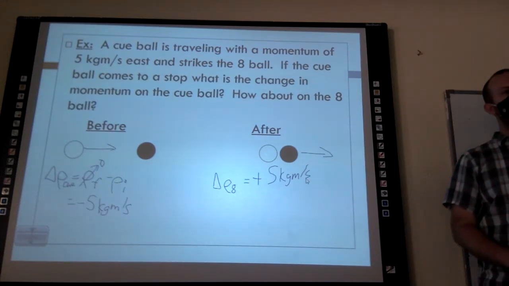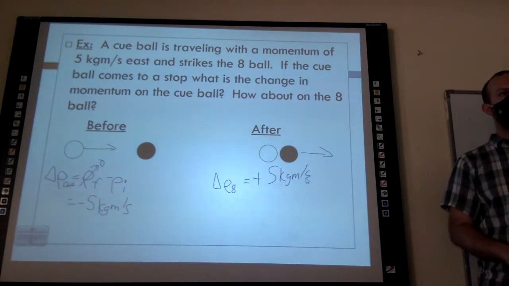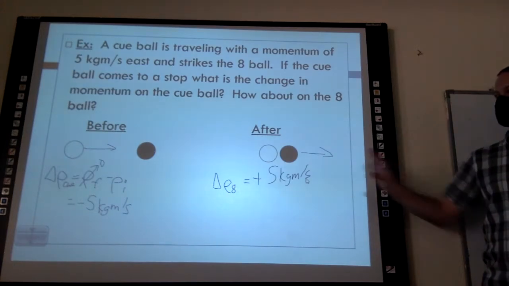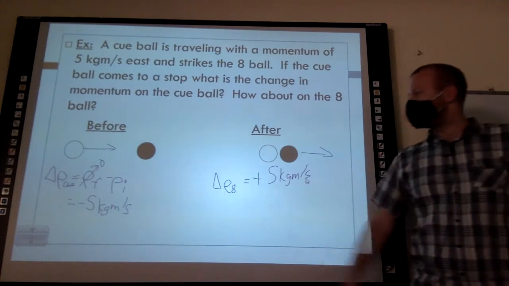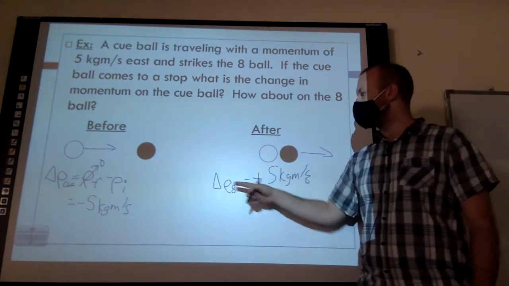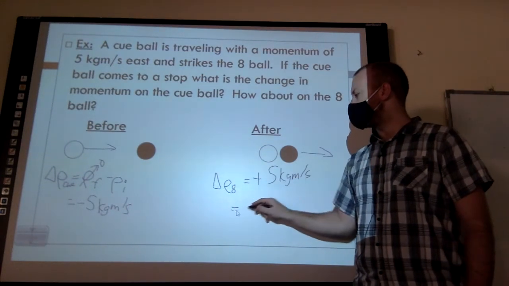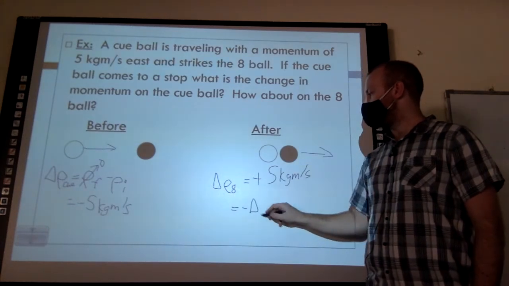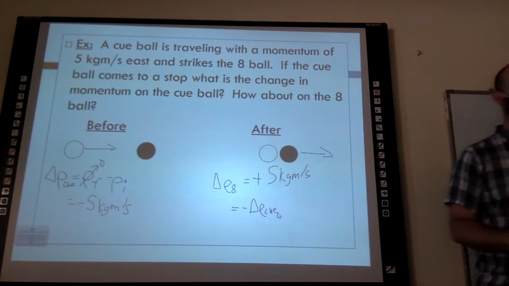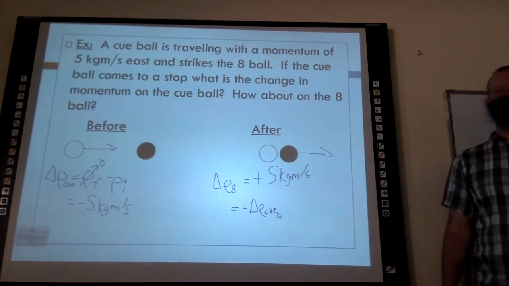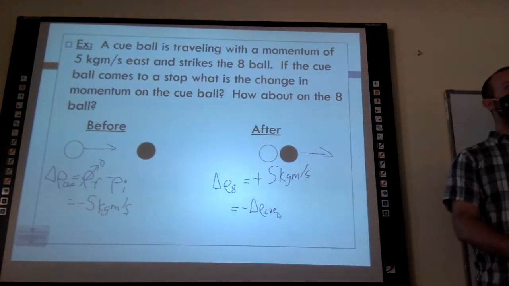Questions with this? Yeah? Just like I have here is fine. I showed how I got to one and then did it this way. If you wanted to, you could say that the change in momentum of the 8 ball is equal to negative the change in the cue ball, if you want to show it explicitly. But if you did this, that's fine. Any other questions with this one?